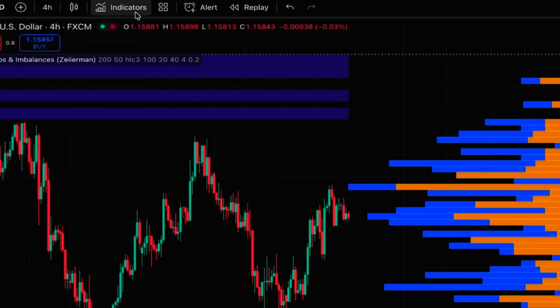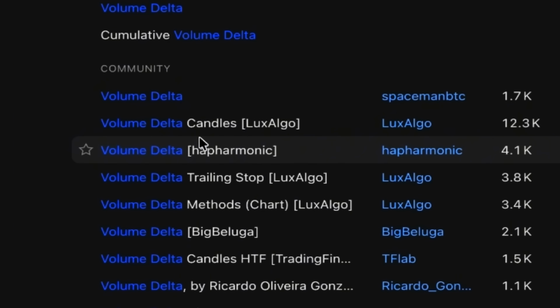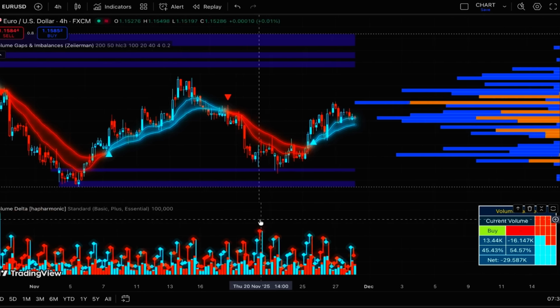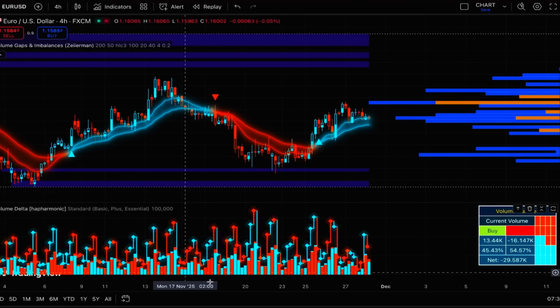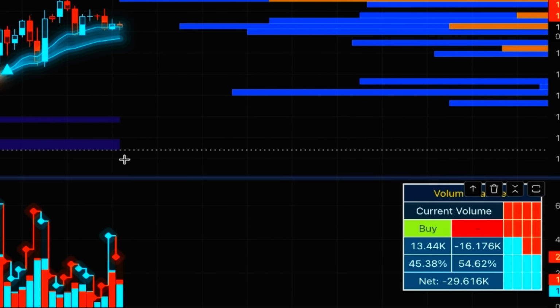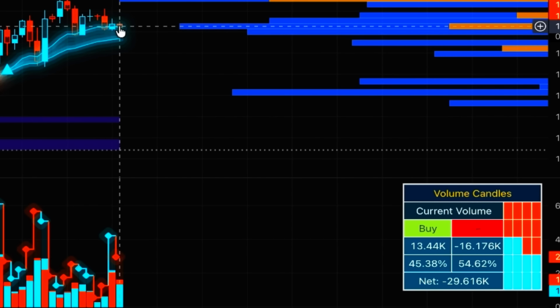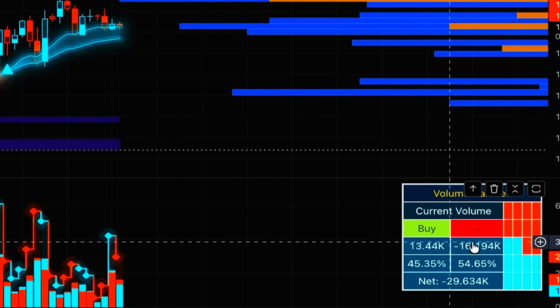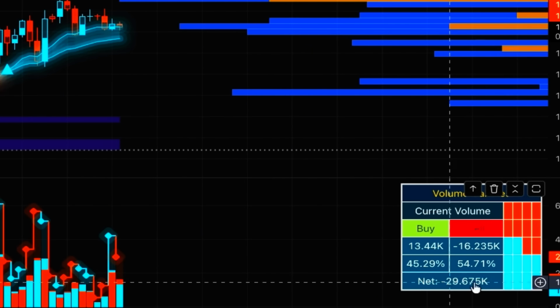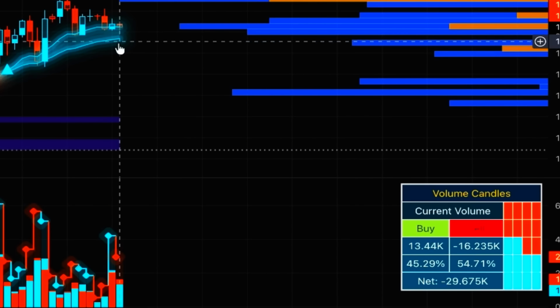One good match is Volume Delta, this one, which is written by Hap Harmonic, and this will help you evaluate buying and selling volume separately for each time period. Here we have a table that shows volume information for the current candle that is forming on the chart. As you can see, we have buying and selling volume separately, their percentages, and the total net volume until now for this candle that is forming on the chart.